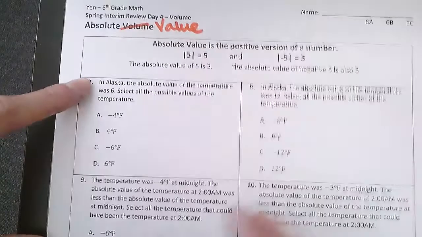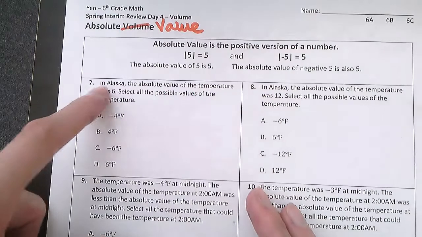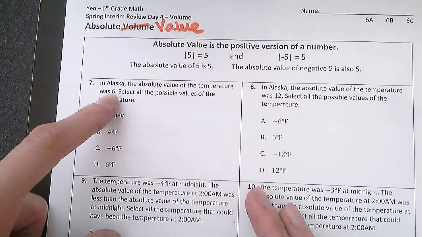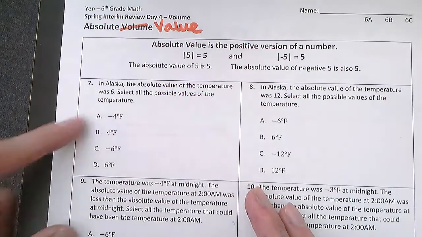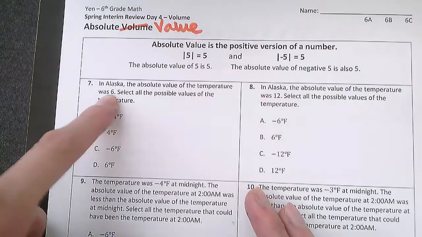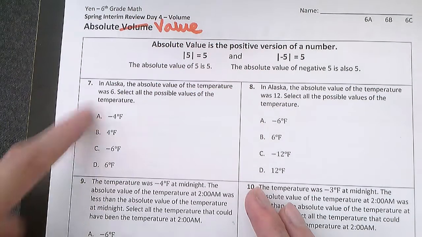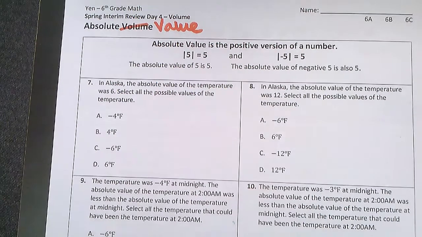Let's read number 7. In Alaska, the absolute value of the temperature was 6. Select all the possible values of the temperature. So the absolute value should be 6. That's what we're looking for. So we're going to go through all of these and figure out which ones have an absolute value of 6.